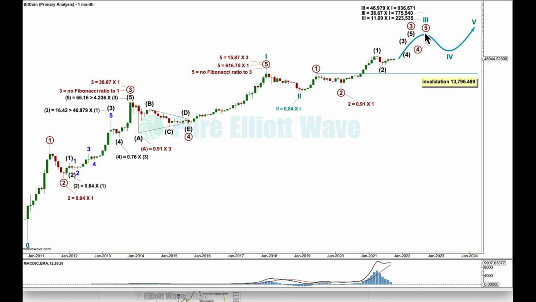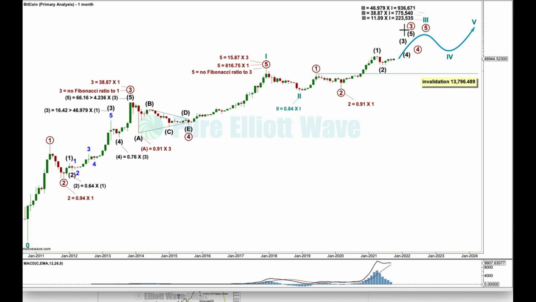So the first thing to note on this chart is this is the previous high we were looking for, and I was trying to calculate targets for. I had it labelled cycle 1, 2, 3, 4, 5, and now I've moved that all down 1 degree, and I'm seeing this whole movement, this 5-wave impulse, as cycle 1, here's cycle 2. Now I'm looking for targets for cycle 3. The first target I have here is if cycle 3 only reaches 11.09 times the length of cycle 1, that gives us a target at 223535 for cycle 3.